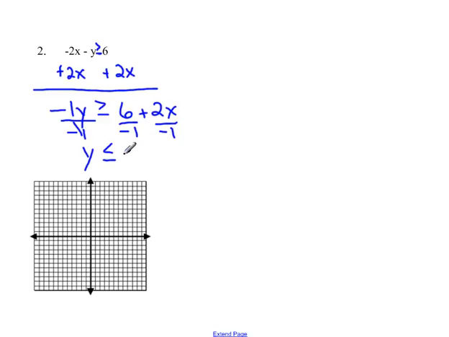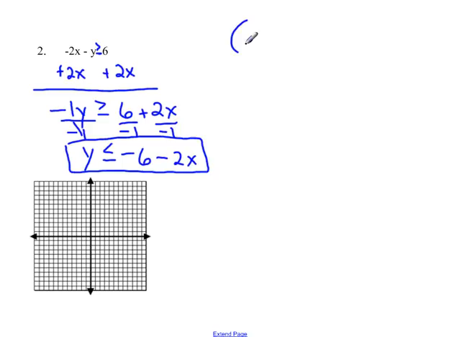6 divided by negative 1 is negative 6. 2 divided by negative 1 is negative 2x. So there's my inequality solved for y. Now find your 3 points. Remember, we just substitute 0, 1, and 2, just like we have all along. Change the inequality to an equals at this point.